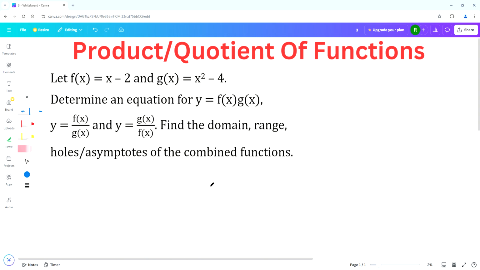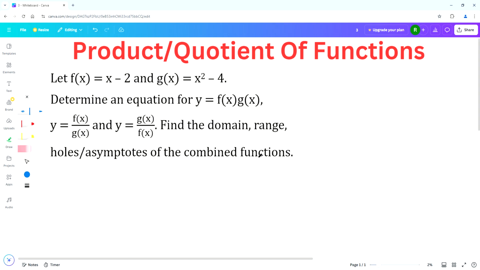In this video, we'll solve this problem using the concepts of functions. As per the problem, let f(x) = x - 2 and g(x) = x² - 4. Determine an equation for y = f(x) times g(x), y = f(x) over g(x), and y = g(x) over f(x). Find the domain, range, holes, and asymptotes of the combined functions.